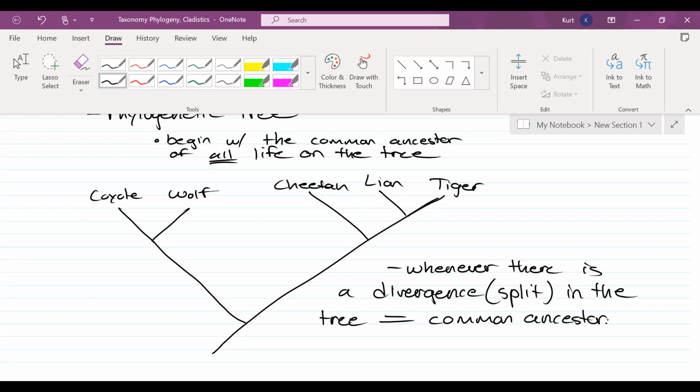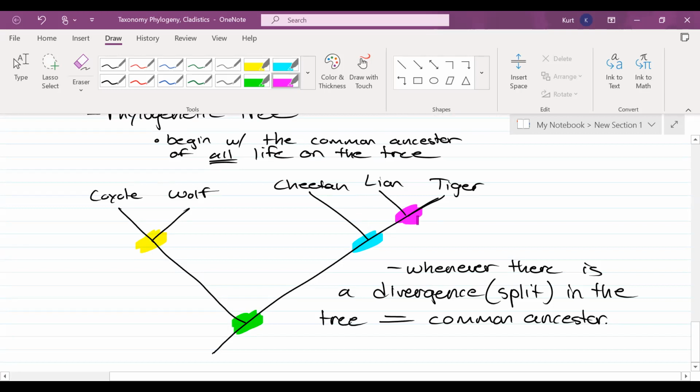So I have four fingers here. How many splits are there? Yeah, exactly. So how many total common ancestors can you identify on this phylogenetic tree? In other words, how many splits do you see? One, two, three, four. There are four.